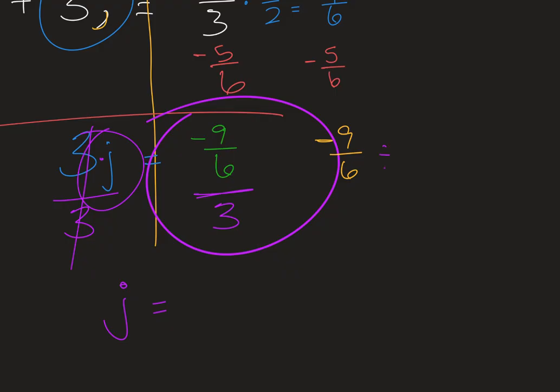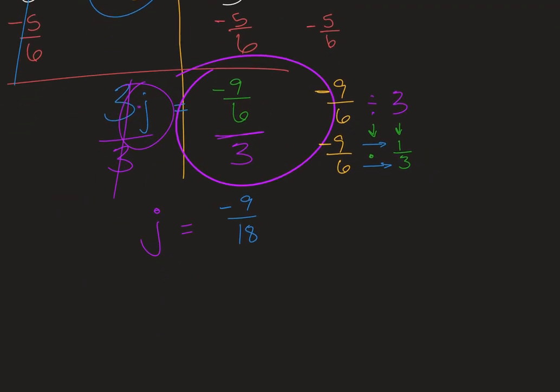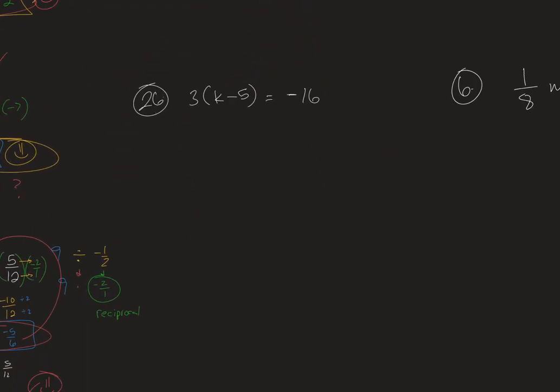We are dividing by 3, and you probably know that when you are dividing by a fraction, you change that to multiplication and you flip that second one. So what's 3 when you flip it upside down? It'd be 1/3. And now you multiply straight across to get negative 9 over 18. So j really equals negative 1/2, because you could reduce 9 over 18 by dividing by 2. Divide by 2.